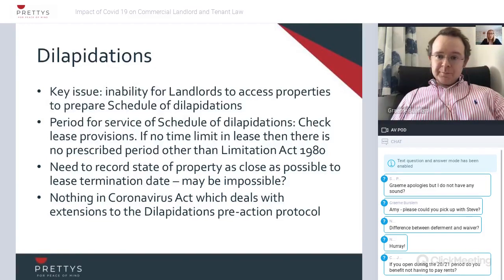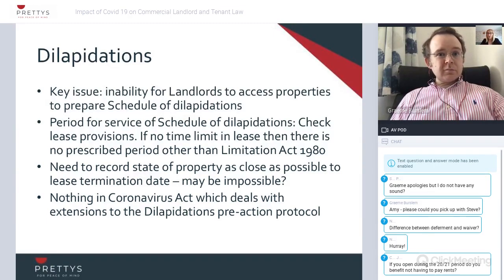The whole point is that you need to try and record the state of the property as close as possible to the lease termination date. So you know it's going to be tricky. But as I say, we are seeing a number of local surveyors saying we can go in out of hours. It all depends. If you've got a tenant that's working in the property 24/7, then you're going to struggle.